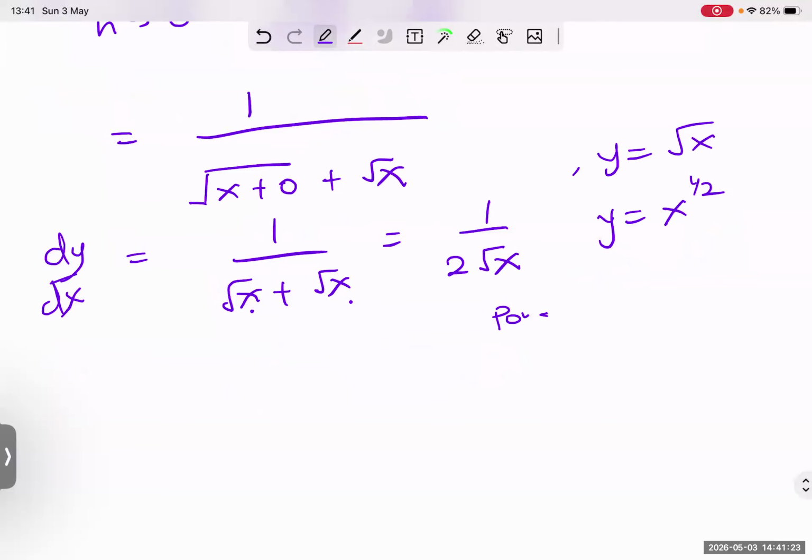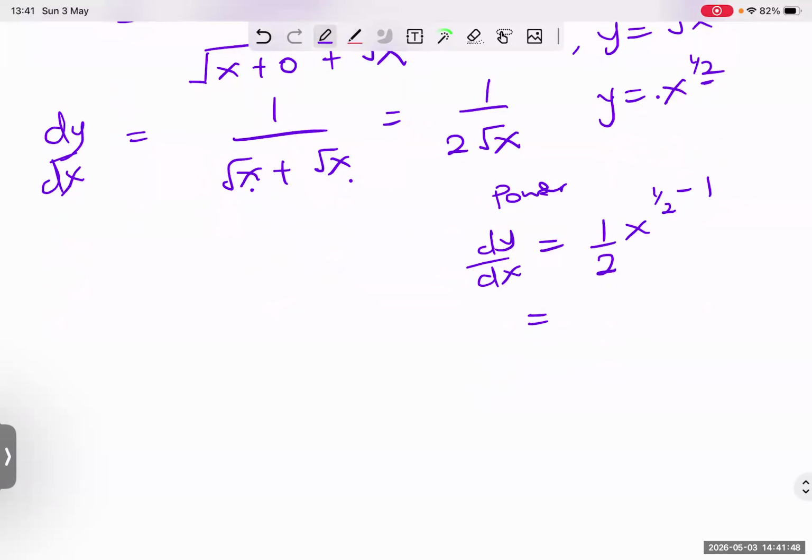Using the power rule of derivative, we'll have dy/dx equal to the power multiplied by the coefficient of the x. The coefficient of the x is 1. So half times 1 is half. x. Subtract 1 from the power. The power is half minus 1. So this is equal to 1 over 2 x raised to the power half minus 1, that will be minus half.